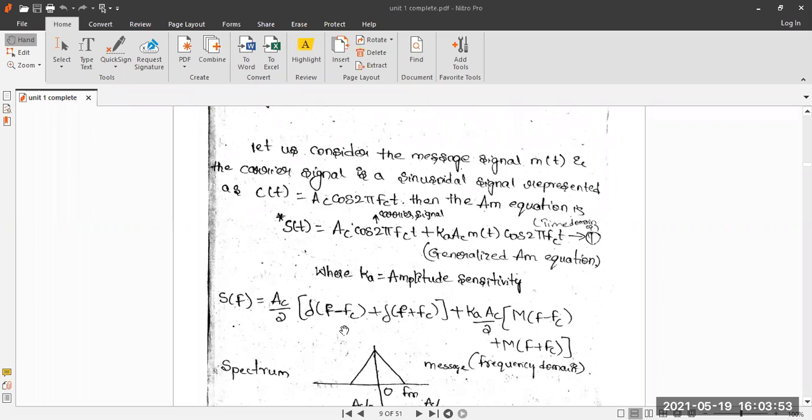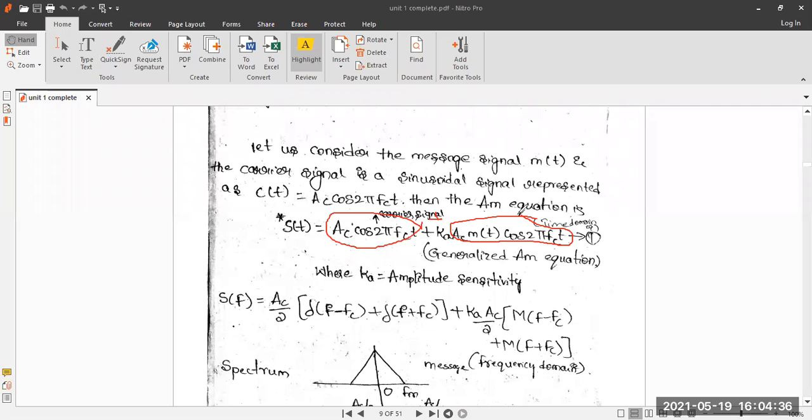The amplitude modulation generalized equation is given as Ac cos 2 pi fc t plus Ka Ac m of t cos 2 pi fc t. Here, in AM we transmit our carrier signal plus the multiplication of carrier and message. So the AM equation consists of a carrier signal and the multiplication of message and carrier signal, and Ka means amplitude sensitivity.